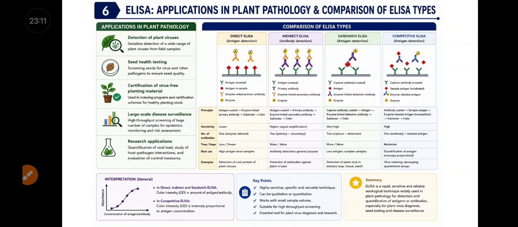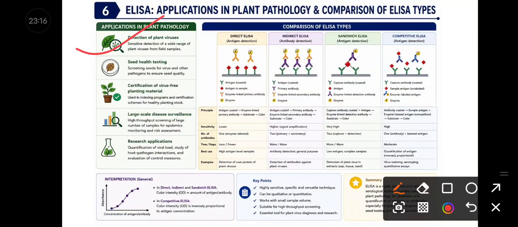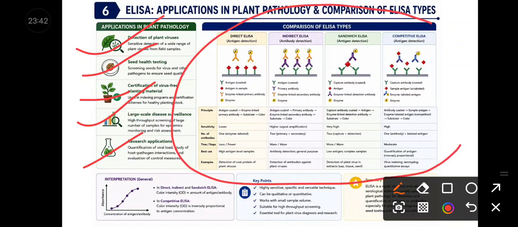Finally, the applications. First, it is used for detection of plant viruses, and seed health testing we can also do. Then certification of virus-free planting material, like indexing programs; it is also used in certification schemes. Then it is used for large scale disease surveillance and research applications for quantification of virus load, as well as for host plant interaction studies. So this is the comparative analysis of the 4 types of ELISA.